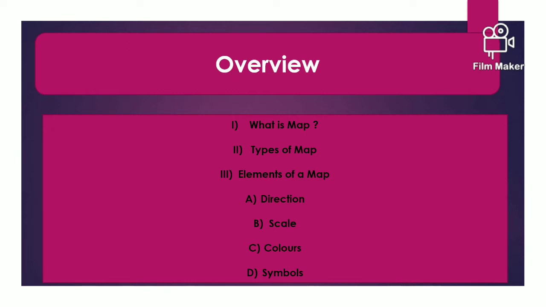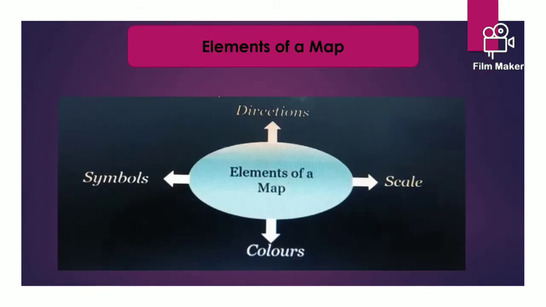So, elements of a map are direction, scale, colors, and symbols. Maps consist of certain elements. Some of them are directions, scale, colors, and symbols. These elements are used to give us different bits of information about the map and the area it covers. Once we understand these elements, we will be able to use the maps better.